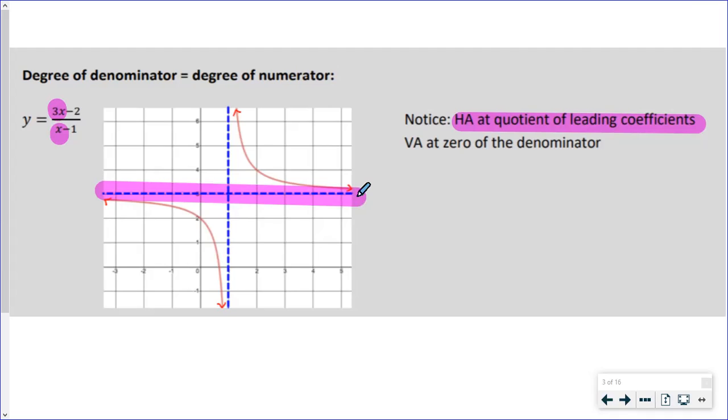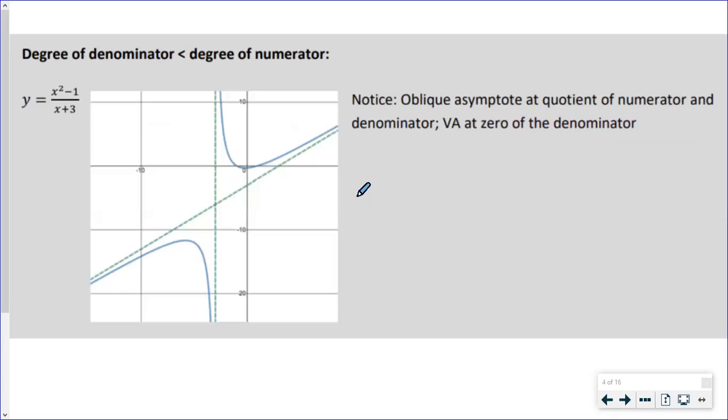And finally, a situation that we haven't really looked at, and is more a concept that you're going to explore fully in university as opposed to your high school course, is when the degree of the denominator is less than the degree of the numerator. In this case, we have an oblique asymptote, which is also the quotient of the numerator and the denominator, with a vertical asymptote at the denominator. So we might come across this in very few examples in your unit work. So I have included this in our notes for that reason.